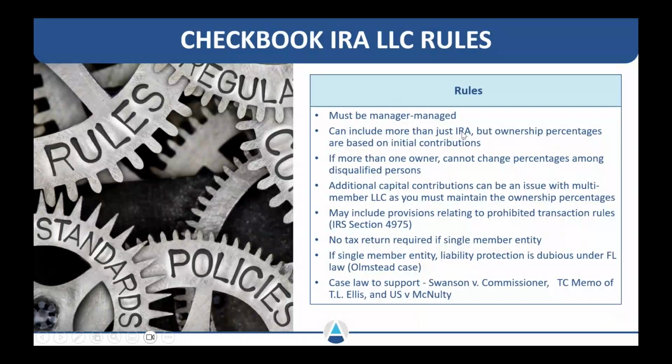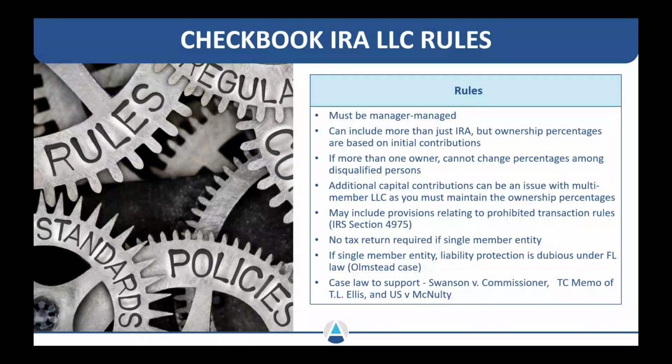So, some checkbook IRA and LLC rules. The LLC has to be manager managed. Again, it can't be member managed. It can include more than just the IRA, but ownership percentages are going to be based on the initial contribution. Now, this can look a few different ways. From the most simple to a little bit more complex, single IRA, it's 100% IRA owned. It's a single member LLC. There's only one owner, so it doesn't matter if it's one share valued at $100,000 or $1 a share, whatever the amount of capital that is put in, it's 100% owned by that IRA.